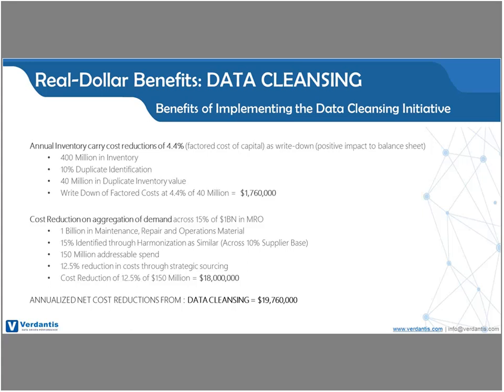The other area that they looked at was aggregation of demands. Being able to take 15% of that identified as similar or duplicate across 10% of the supplier base equates to $150 million in addressable spend. And what they saw is that they could get about a 12.5% reduction by aggregating demands across their supply base, and that turned into an additional $18 million in savings. So the total data cleansing savings for this client was close to $20 million.